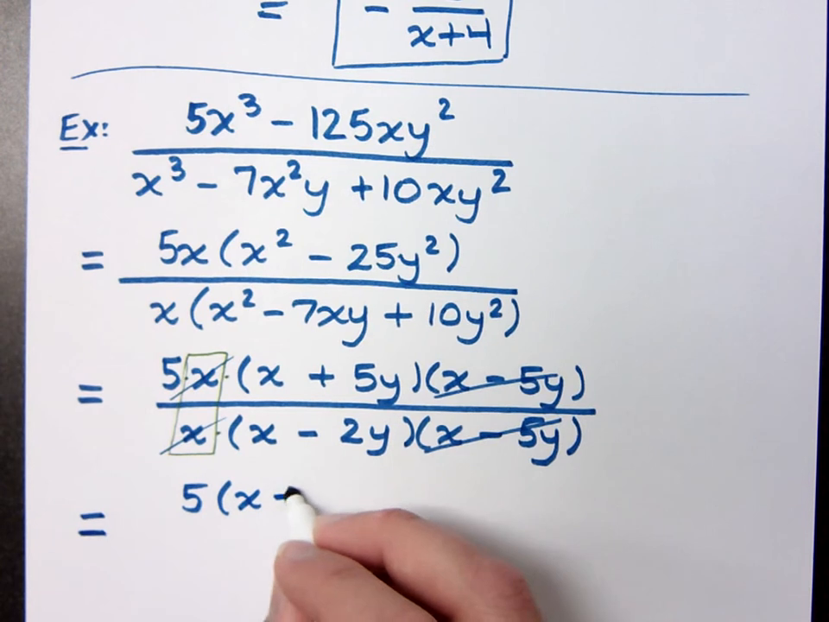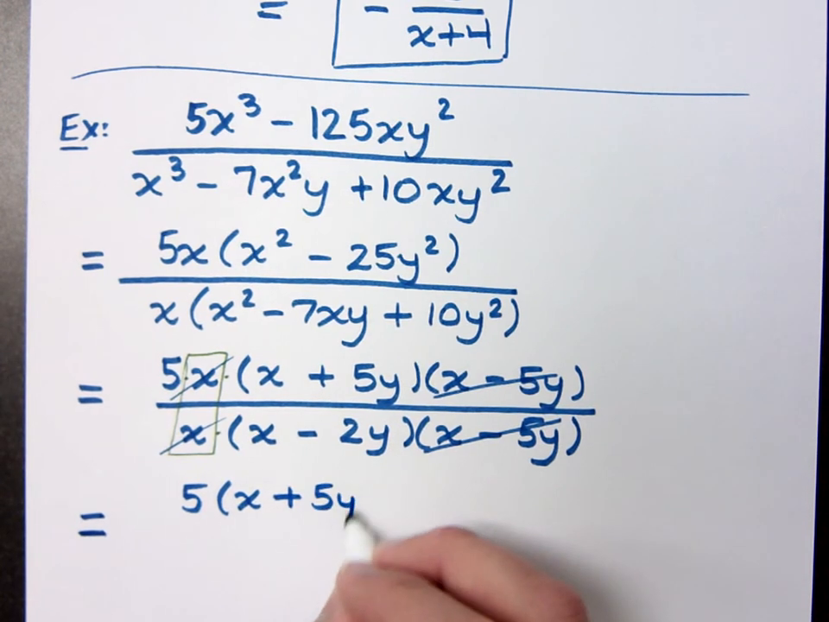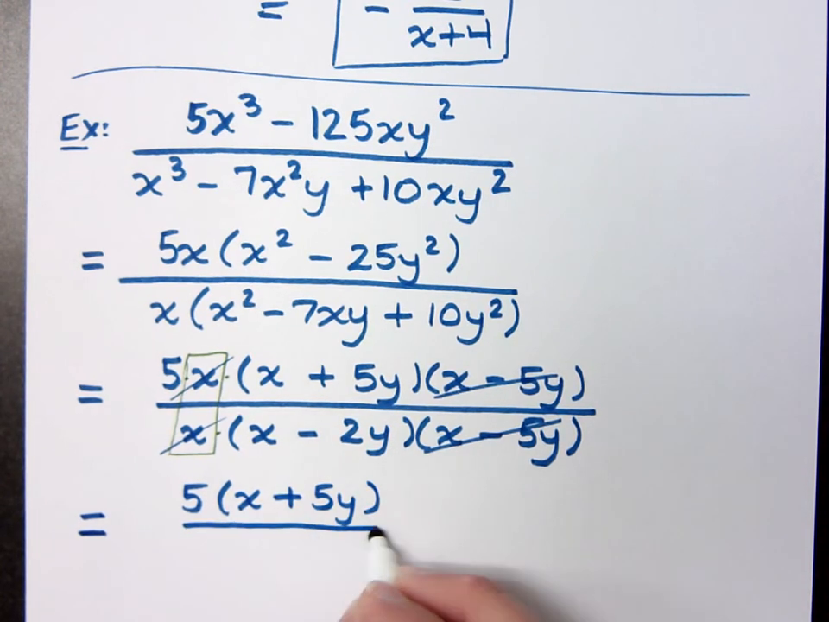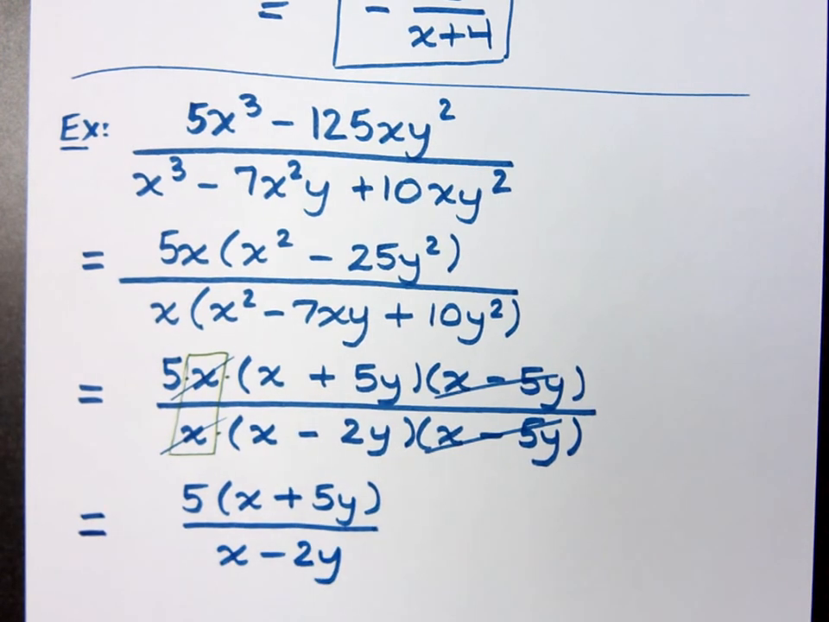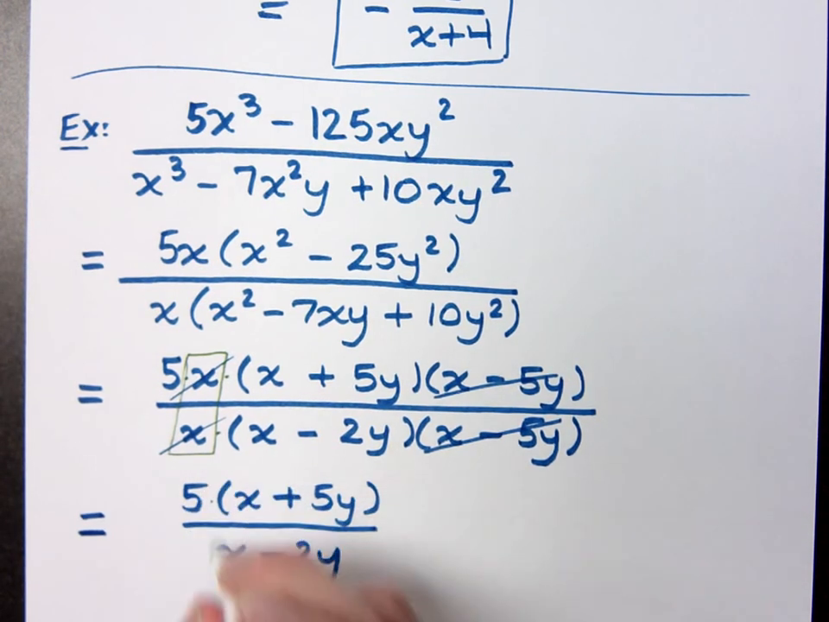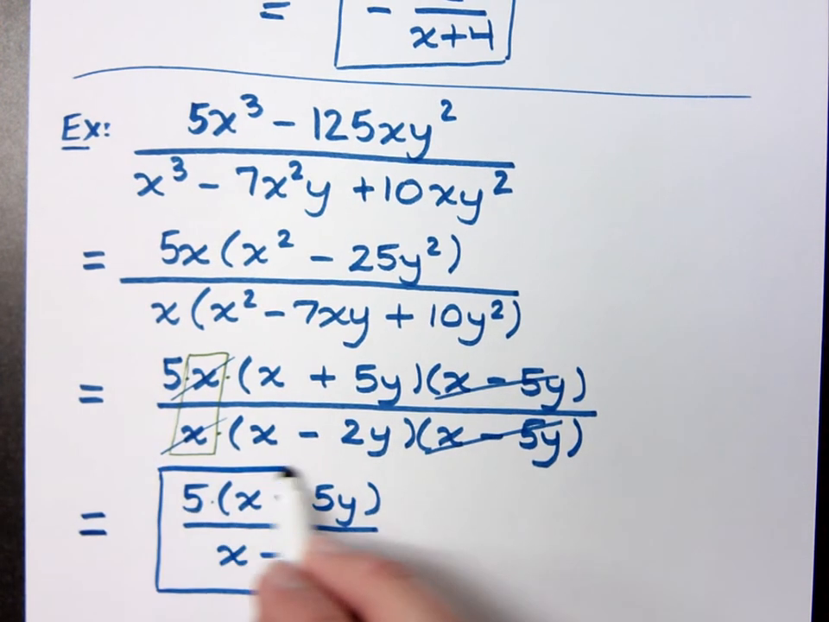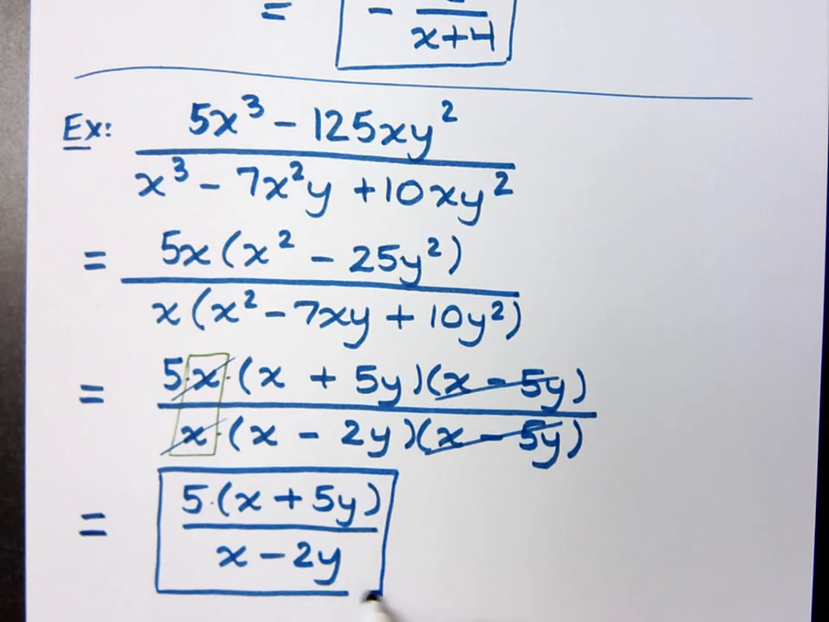5 times x plus 5y over x minus 2y. Notice that in the numerator I need parentheses because this is multiplication with another term, the 5. In the denominator it's just that factor x minus 2y. So I can leave it just like that and be done. Do you guys have any questions about that?